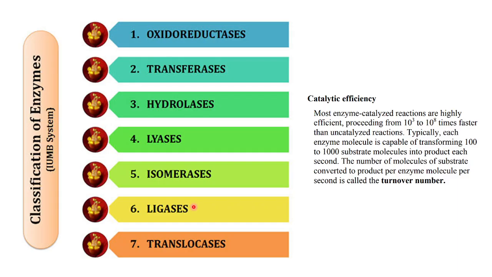Now, the classification of enzymes is entirely based on 7 categories, starting with oxidoreductases, transferases, hydrolases, lyases, isomerases, ligases, and the translocases. Fine. Now, over here, there is a very important term which you need to understand: the catalytic efficiency and the turnover number. So they go hand in hand. So how is it so? Mostly enzyme catalyzed reactions are highly efficient, proceeding from 1000 to 10 to the power 8 times faster than that of an uncatalyzed reaction.